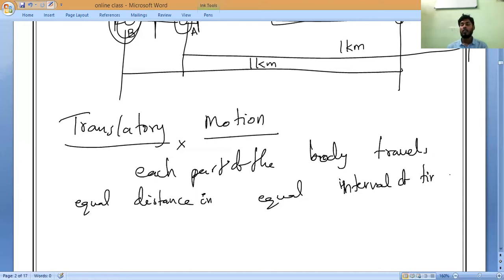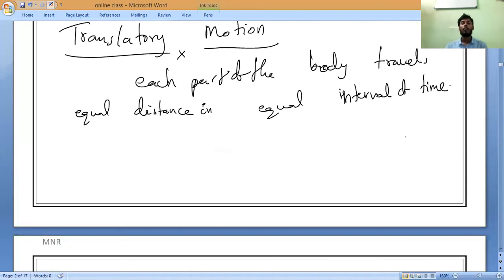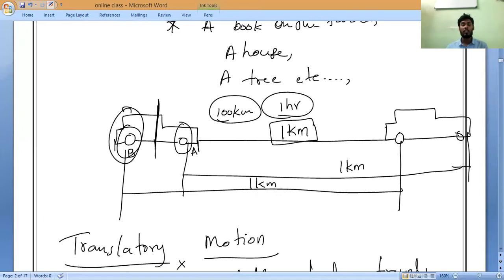Interval of time. So that is what we can say. If you want, you can draw this diagram also. It is better for understanding. Yes, guys. If the front wheel travels 1 kilometer, the back wheel also will travel 1 kilometer.